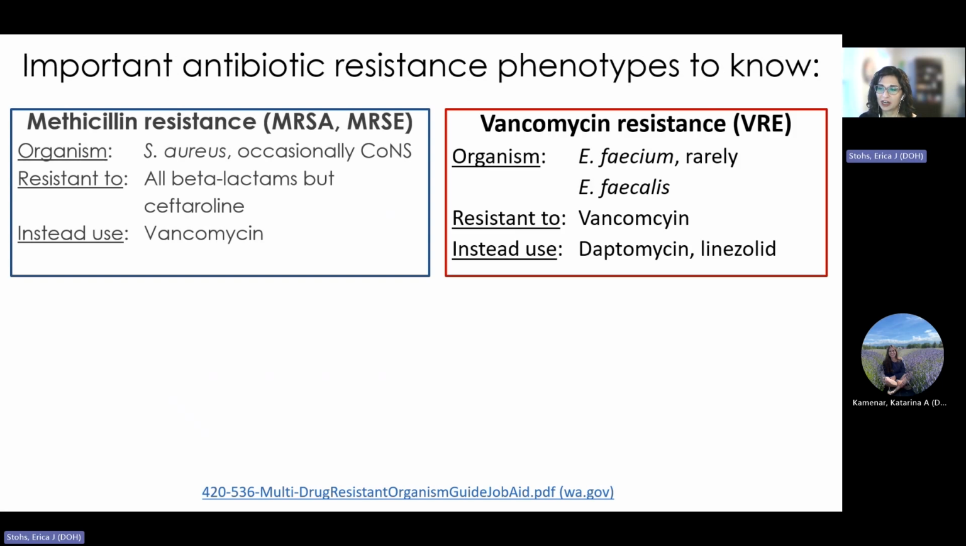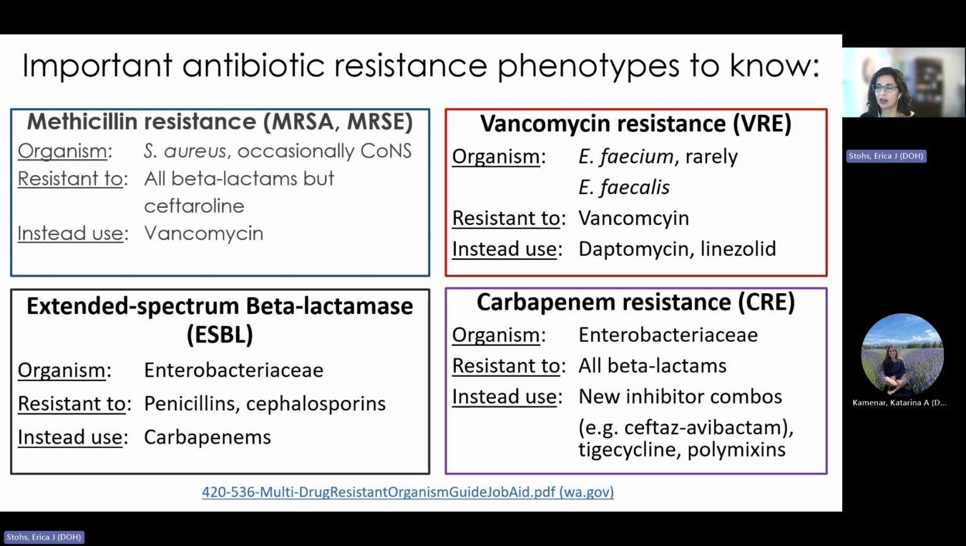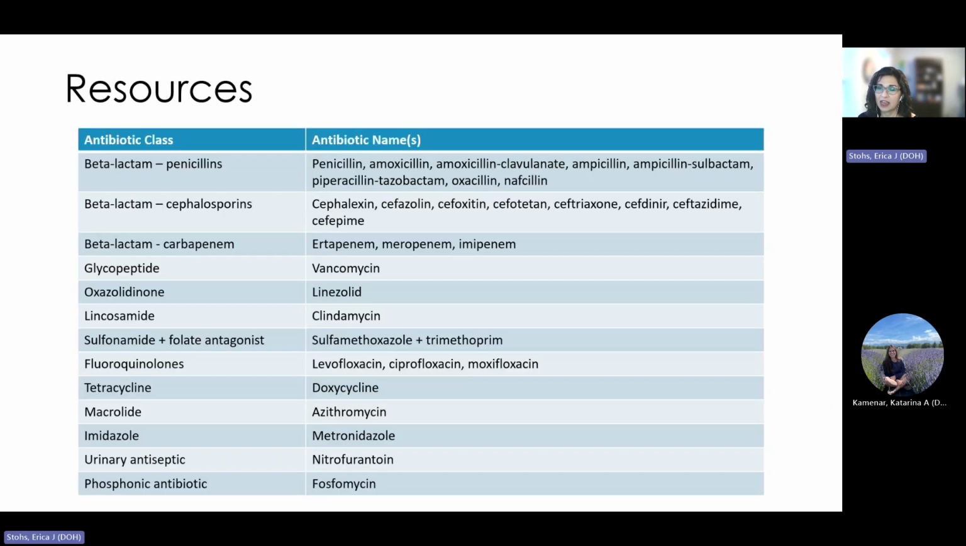Just to finish out here, I just have some reference slides. We're not going to go through these in depth, but they're just to clarify these different multi-drug resistant organisms. What are they resistant to and what should you use instead? And some resources when we mention all these different classes, what antibiotics are included within that class.